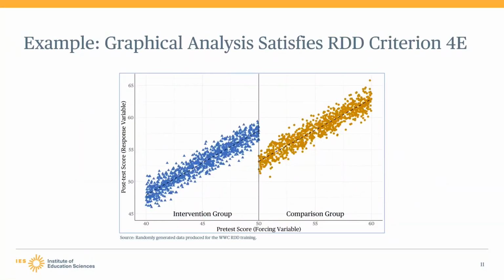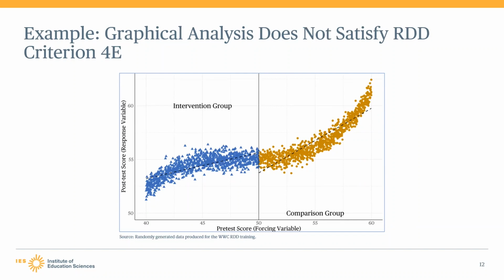Here is an example graph that displays a scatter plot of raw data and the fitted regression lines used to estimate the intervention impact at the cutoff score of 50. This graphical analysis would satisfy RDD criterion 4E, the functional form specification used for the impact analysis is consistent with the outcome-forcing variable relationship shown here. In this example, the authors used a global linear regression estimated separately on either side of the cutoff, and the scatter plot suggests that this is indeed a consistent and reasonable choice of a functional form to these data.